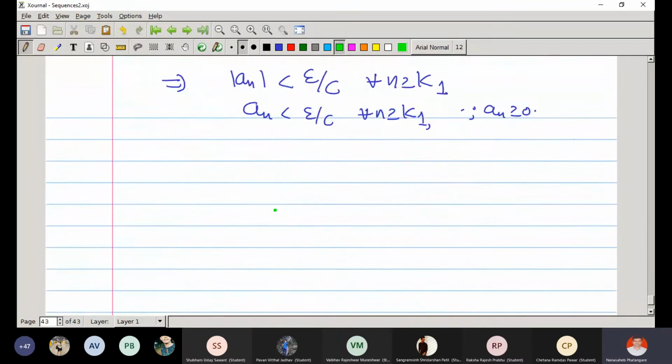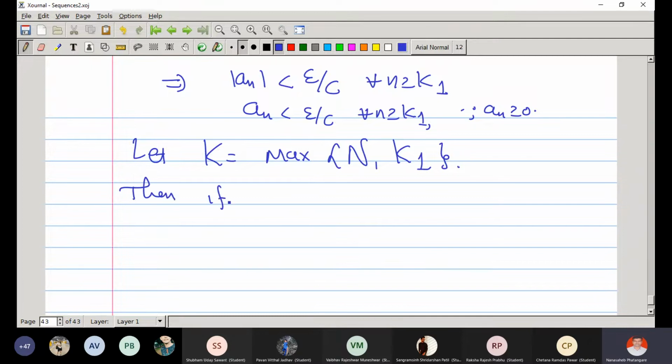So what is the proper choice for k? Maximum of k1 and N. Right. So let k be equal to the maximum of N and k1. Then is it the correct k? Let us check |xn minus x|. When I say n is greater equal k, then ultimately n is greater equal N, because I am choosing k as the maximum of N and k1, so k is greater equal N, and therefore small n is greater equal capital N. And if small n is greater equal capital N, this is less than or equal to c times an. Correct? Yes.